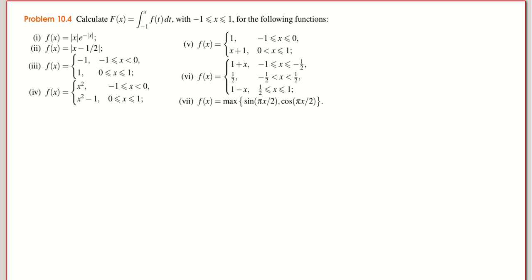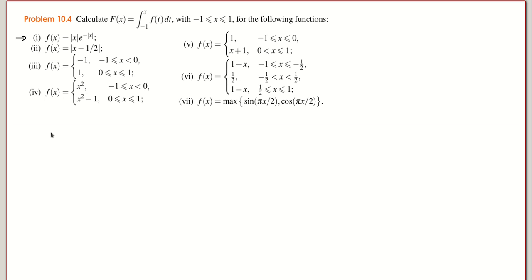Okay, here there is a list of functions for which we have to calculate this particular primitive, the integral from -1 to x. x is somewhere between -1 and 1, right? There are two ways of doing this. I'm going to illustrate the two ways using the first function here, and then all the rest can be done with either one or the other method, all right? So let's try to do this with the first method.